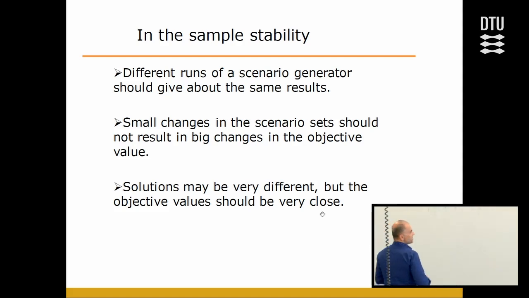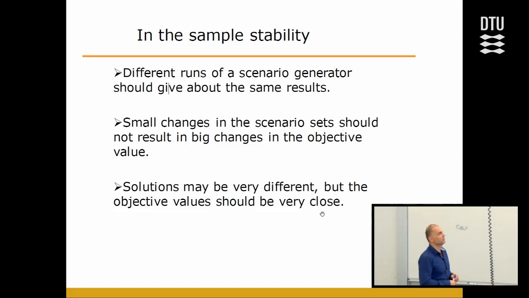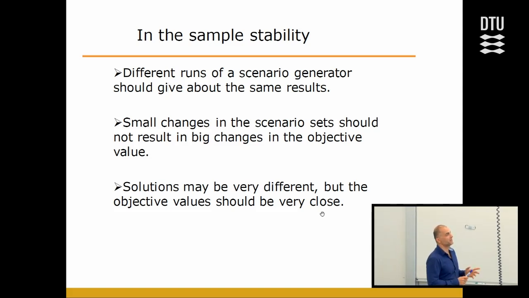Right, so small changes in scenario sets should not result in big changes in the objective value of your optimization model, and solutions may be very different. That's something to remember, but the objective values should be very close. So what does that mean?